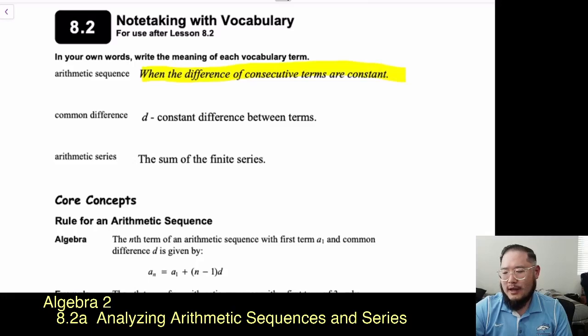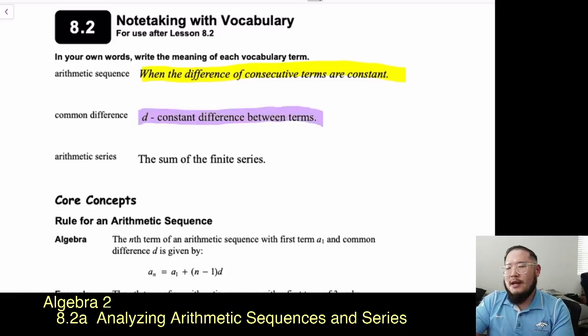We use the variable d to represent the common difference. The common difference is the constant difference between the terms. In my example of 2, 4, 6, 8, the common difference would be positive 2 because it's going up 2 each and every time. If it was 8, 6, 4, 2, then my common difference would be negative 2 in that instance because it is subtracting 2 each and every time.